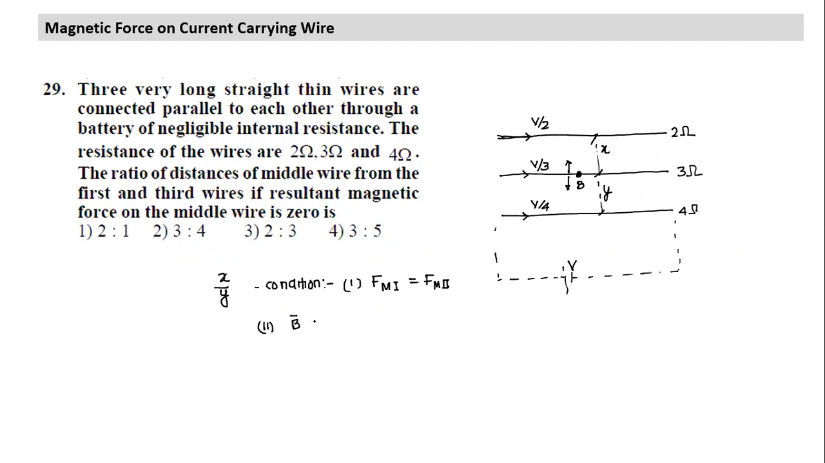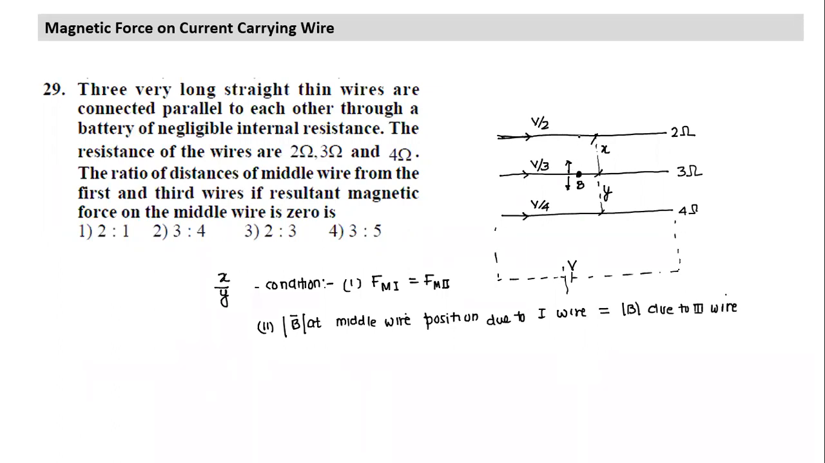B at the middle wire position due to the first wire is equal, its direction is already opposite. So direction is already taken care of. So the magnitude of B at the middle wire is equal to the field due to the third wire. So can I write this equation? Maybe I will use this second condition. So pretty easy to write.